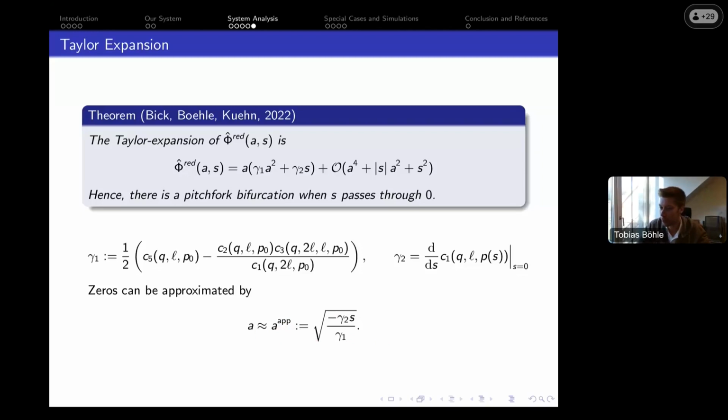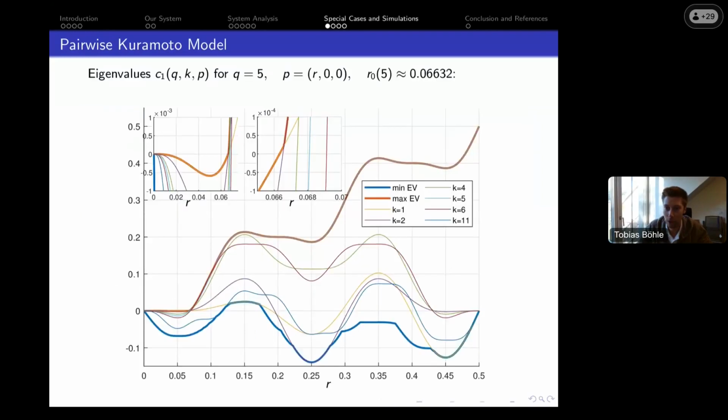Okay, so that's the theory. And now in the remaining part of the talk, I want to apply this theory to a few special cases. So first special case is the pairwise Kuramoto model without any higher order interactions. So here the parameter, basically the only parameter is the coupling range R. We do not have any higher order interactions. So the strength of these higher order interactions is 0.